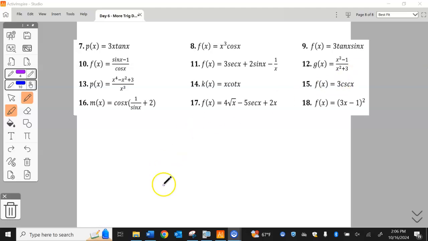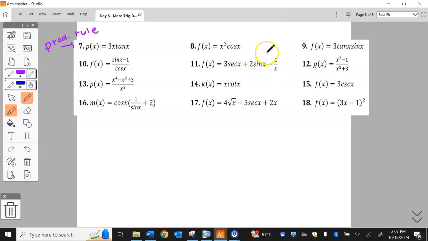So here let's just look at some of these and talk about how you would take the derivative. These first three, you've got a 3x times a tangent. You've got an x cubed times a cosine, a tangent of x times a sine of x. Both parts have an x, and there's no way to multiply those out. So for these first three, you're going to have to use your product rule.